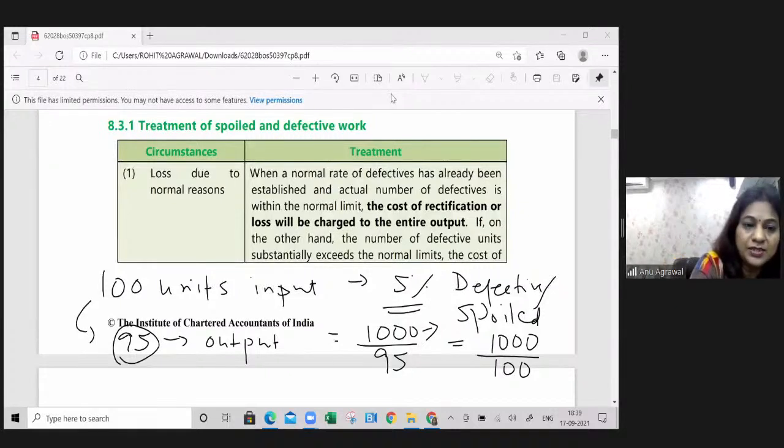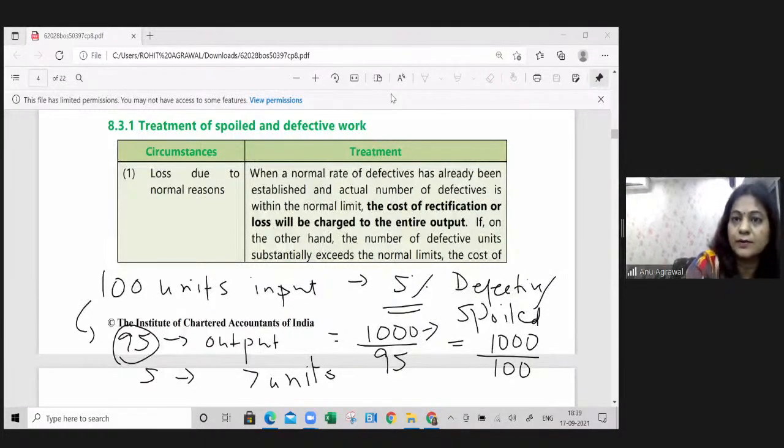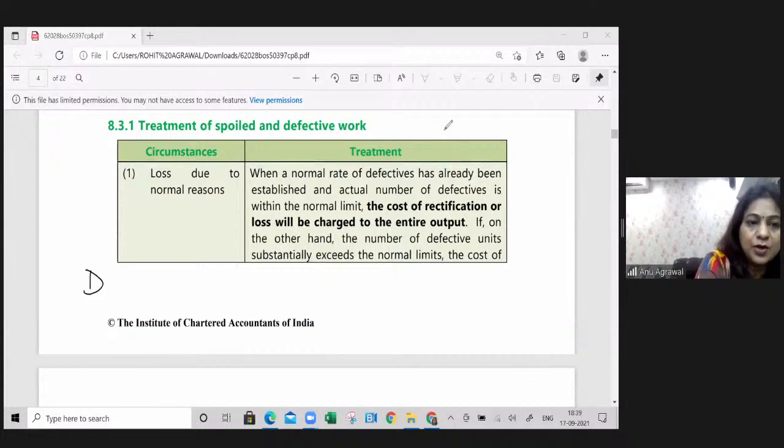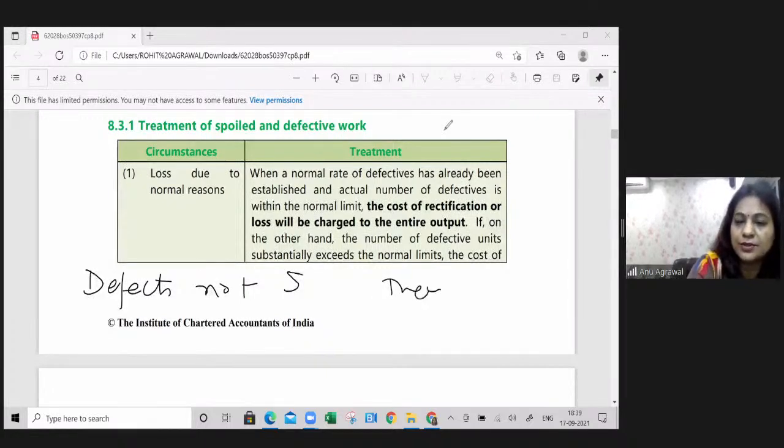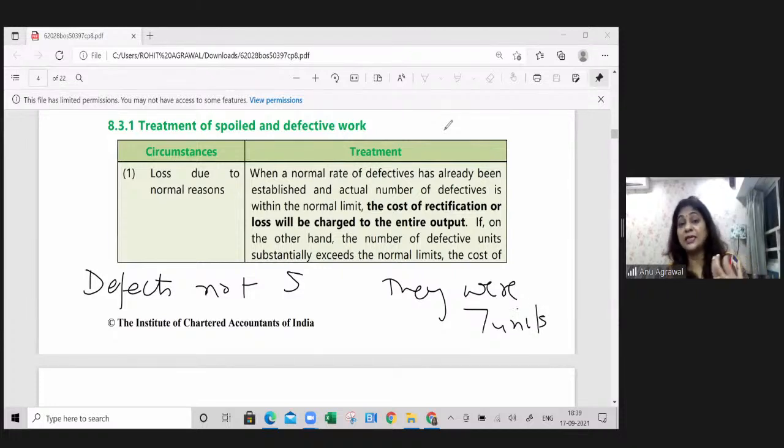But if, say, the defect was, instead of 5 units, 7 units. Now here they say, if it is exceeding your normal limit, that means the defectives are not 5. I accepted that if I put in 100, 5 can be defective. I did a rectification expenditure, still it could not be rectified. Then in that situation, I was anyways expecting it. The cost of the good units increases. Yes, that's a normal thing which we do. This we have been teaching from the time you people were in CA Foundation.